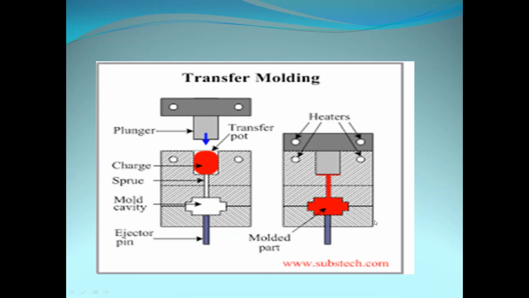Next, transfer molding. This is also very easy. By this plunger, we have raw material, here we have heat, and this material is transferred. The name is transfer molding, so it is transferred to the die. It is the mold cavity or die. To this die it is transferred by this sprue. Then here we have an ejector pin. After we have completed the molding, by using this ejector pin we can get the molded part, and these four are the heaters.